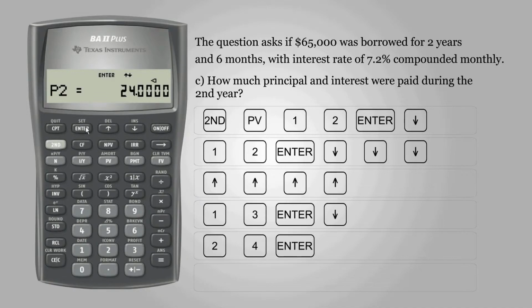Press the downward arrow. The unpaid balance is represented by BAL. Press the downward arrow again. The principal paid is represented by PRN. Press the downward arrow. And finally, the interest paid is represented by INT.